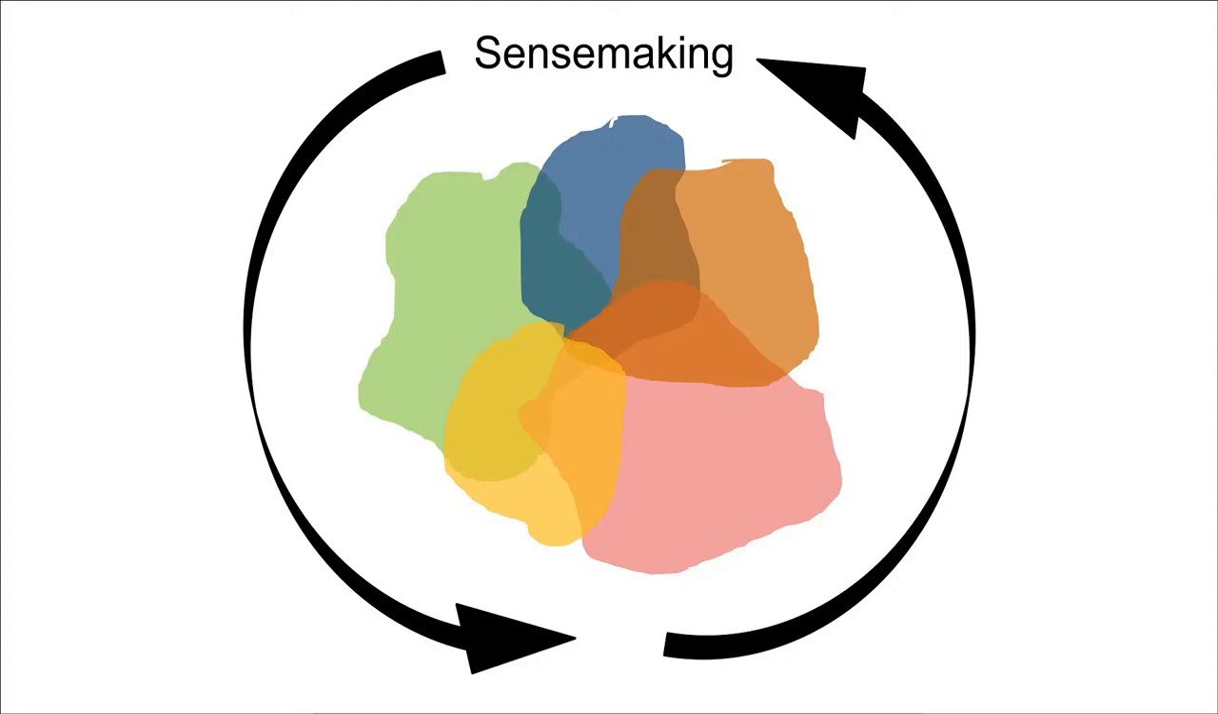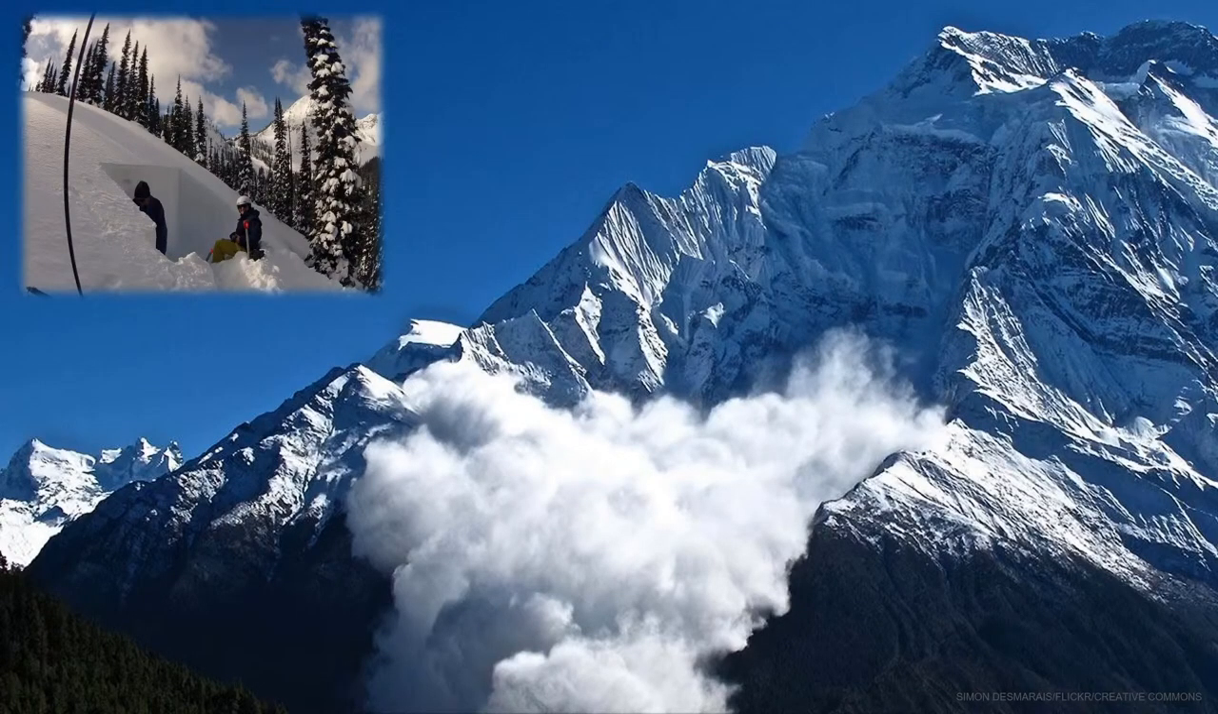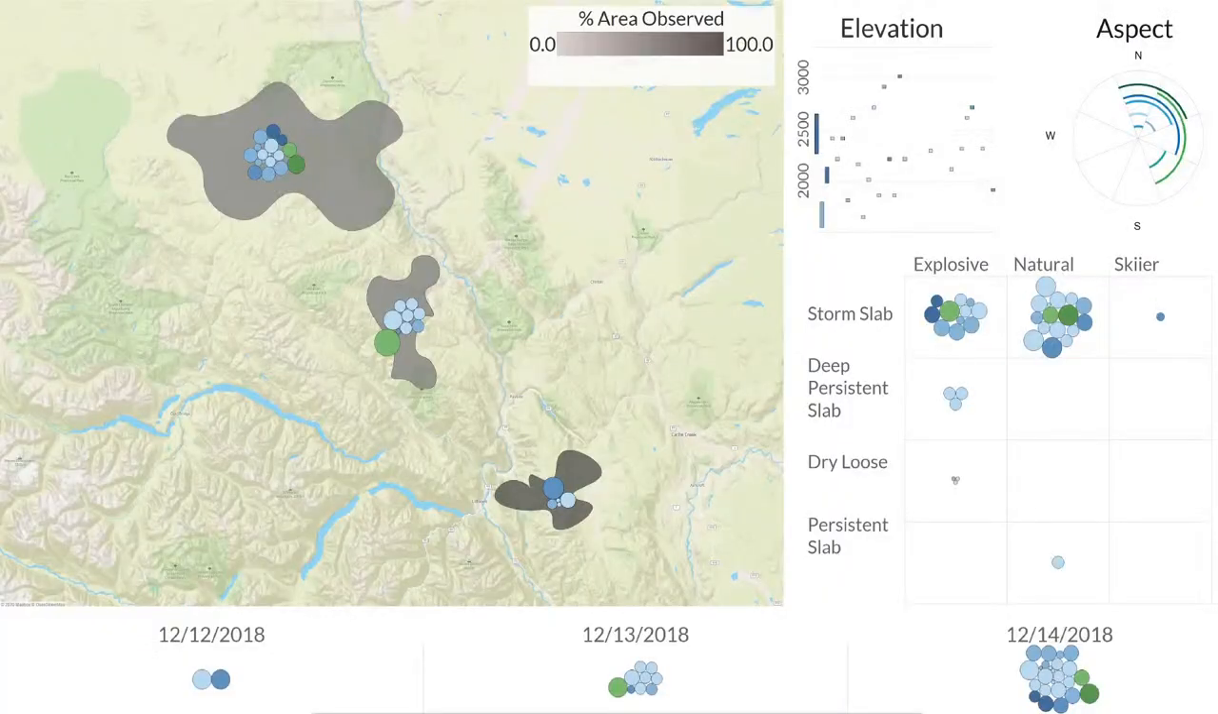Evaluating alternative interpretations is an essential part of complex sense-making, but the resulting ambiguity is rarely considered in the design of visual analytic systems. Avalanche forecasters rely on sparse and human-produced data to assess avalanche hazards, often resulting in ambiguous interpretations. We use simple glyphs and unit visualizations to specifically consider and support ambiguity in the avalanche forecaster's sense-making processes.